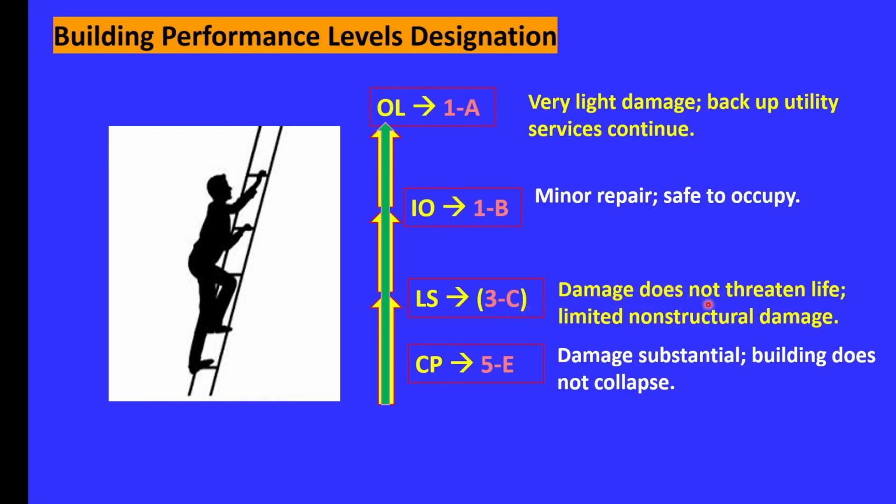LS's damage does not threaten the life safety. Limited non-structural damage. CP, collapse prevention: damage is substantial. Building does not collapse, but you cannot repair it. It will go beyond economical repair. So you have to dismantle the building after the earthquake. However, if it does not collapse, then perhaps the life will not be lost to a large extent. That's why you want CP building, preventing the collapse of the building.